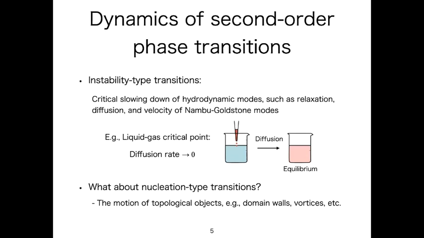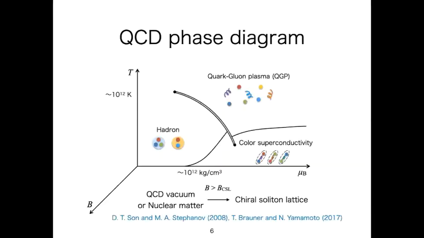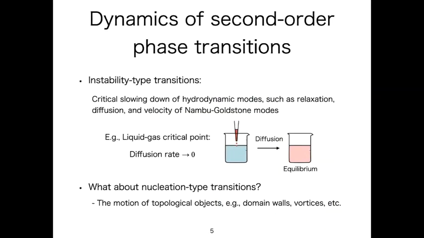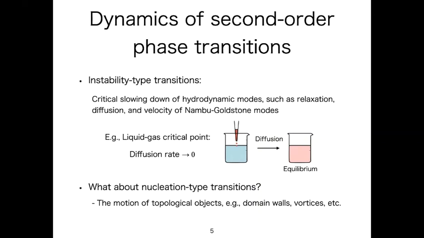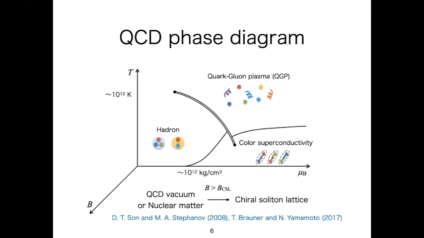Today what I'm going to discuss is the dynamics near the nucleation type transition. There is an interesting thing which cannot be found in the usual standard instability type second order phase transition, which is the motion of topological objects, such as domain walls or vortices, which are called solitons in general. We will discuss the dynamics of one of the solitons in QCD. As far as I know, there are no such general studies of the dynamics of this nucleation transition, and we would like to give the first example in QCD. Our purpose is also based on the context of QCD.